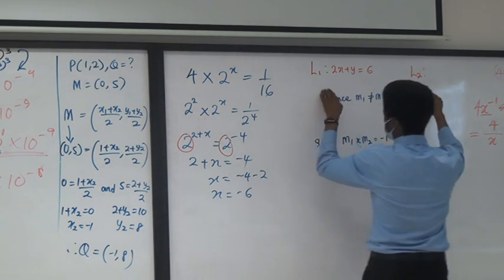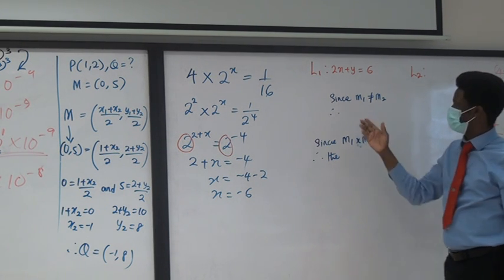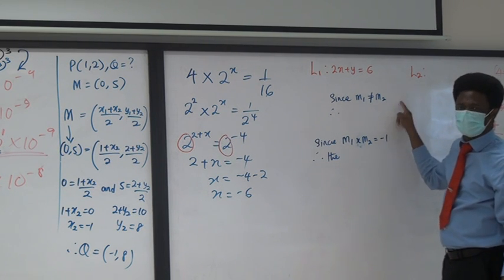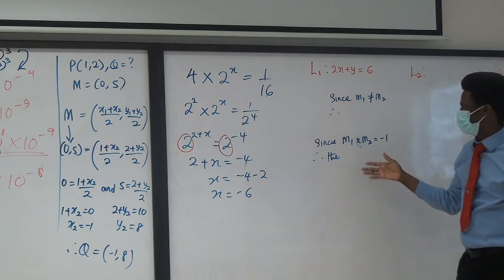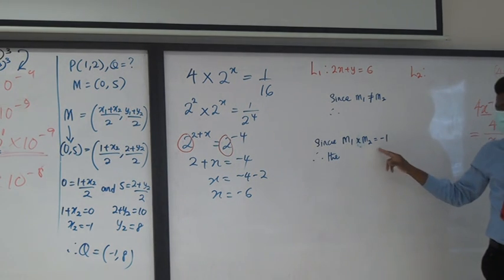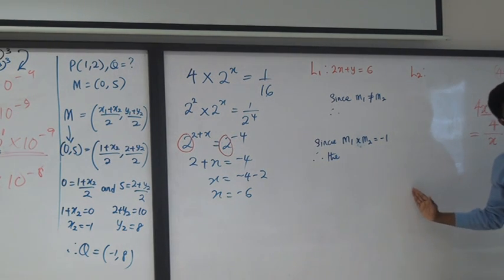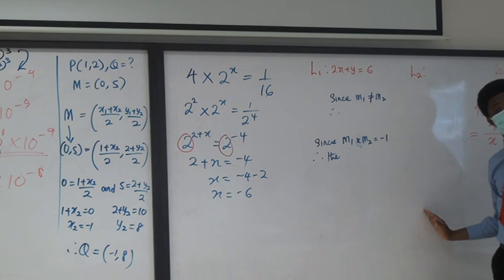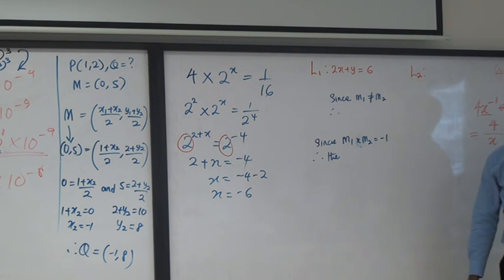So once you get your M1 and M2, if they are not equal, it means they are not parallel. And say, oh, since M1 is not equal to M2, therefore the lines are not parallel. You can write it on the same line or come to a different line, it doesn't matter. And for the perpendicularity, the condition is that the product must be negative 1. If the product is negative 1 after you get your M1 and M2, then say, oh, since M1 times M2 is equal to negative 1, therefore the lines are perpendicular. Or since M1 times M2 is not equal to negative 1, you just cross it out, therefore they are not perpendicular, something like that. Okay, so if you have more questions, please feel free to ask.